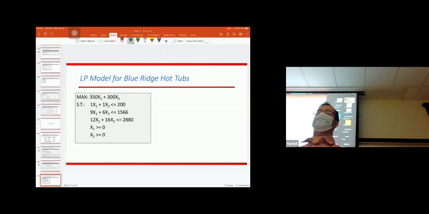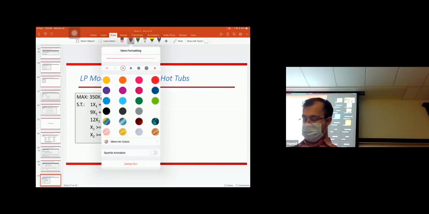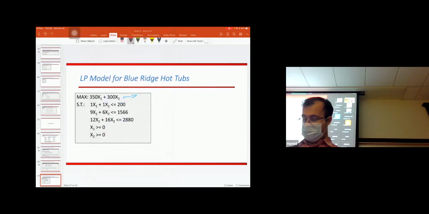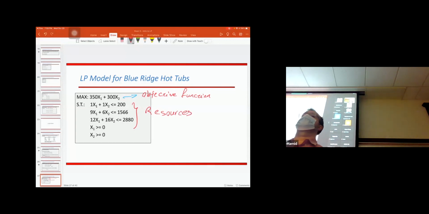Although you see so many equations and notations, it shouldn't be scary for you right now, right? So the first one, let me change the color, objective function. And then resources.